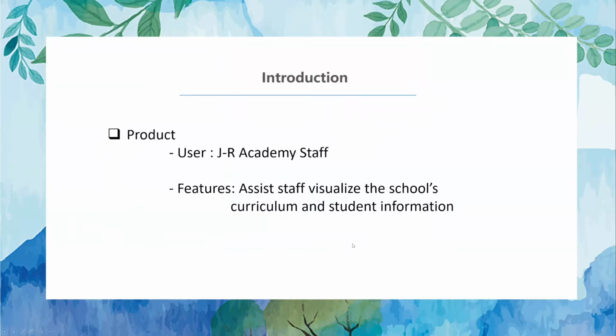For the product of the OMNI project, the main customers are jracademy staff. Its functions include that staff can visually operate and manage schedules of various university classes, jracademy workshops, and their employees' information and students' information through the front-end web page.